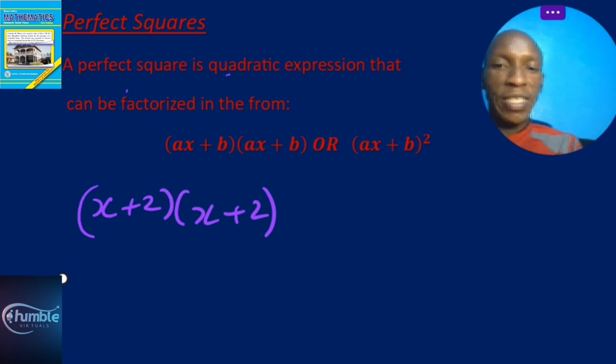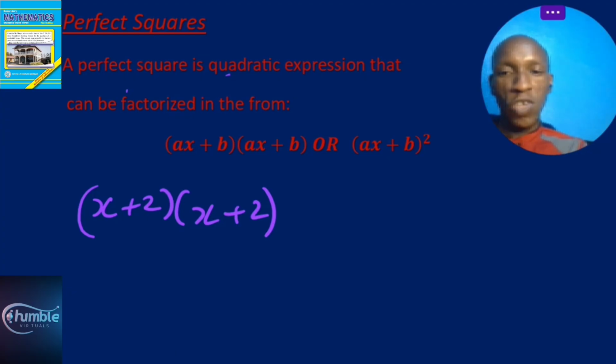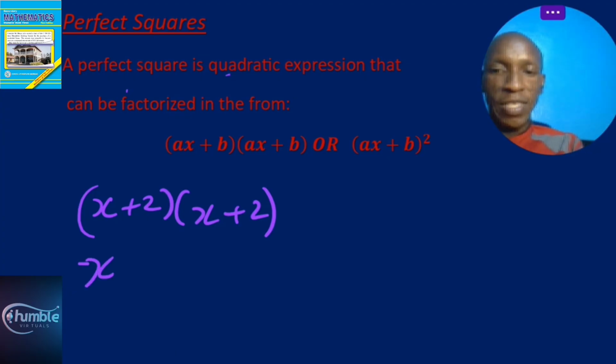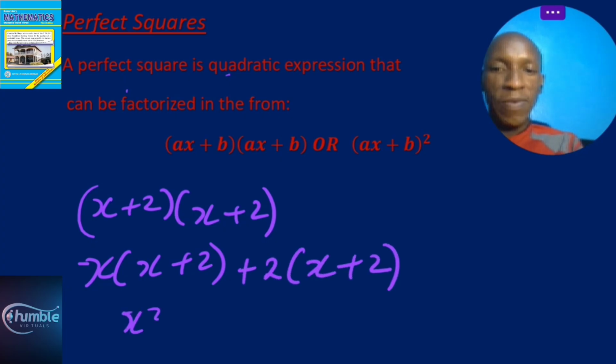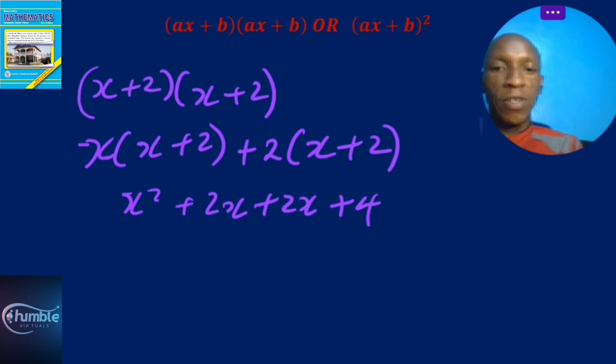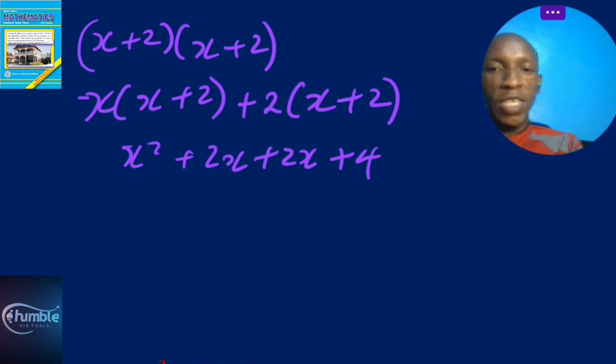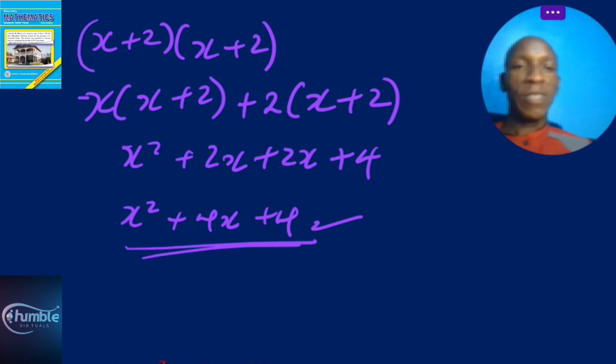We gave the example of x plus 2 into x plus 2. Let us expand this and see what kind of quadratic expression we are going to end up with. We shall have x into x plus 2, and then plus 2 into x plus 2. Let us open the brackets here. We shall have x squared plus 2x plus 2x plus 4. This ends up with a quadratic expression which is x squared plus 4x plus 4. Now this one is a perfect square.